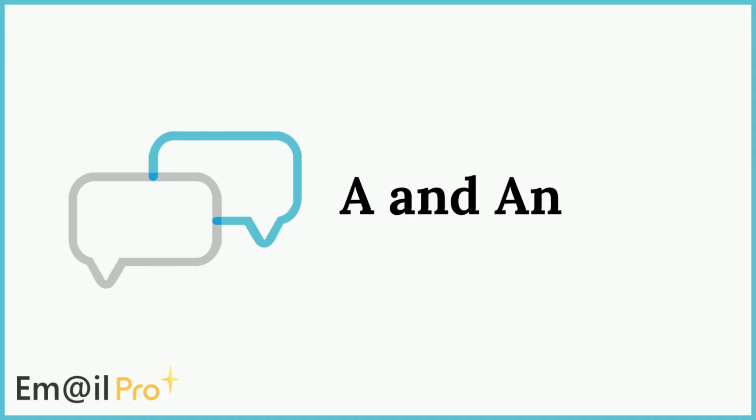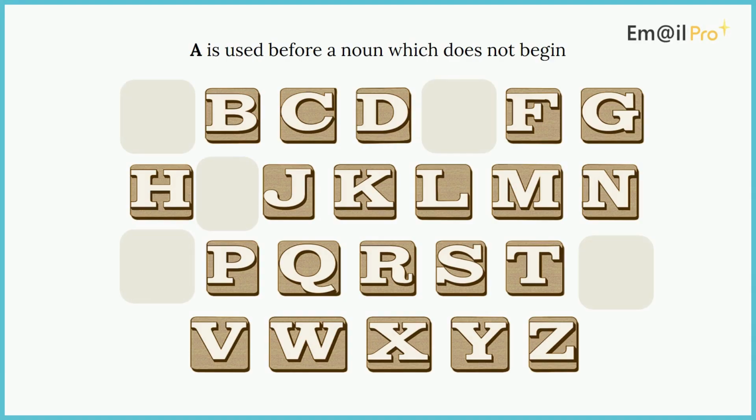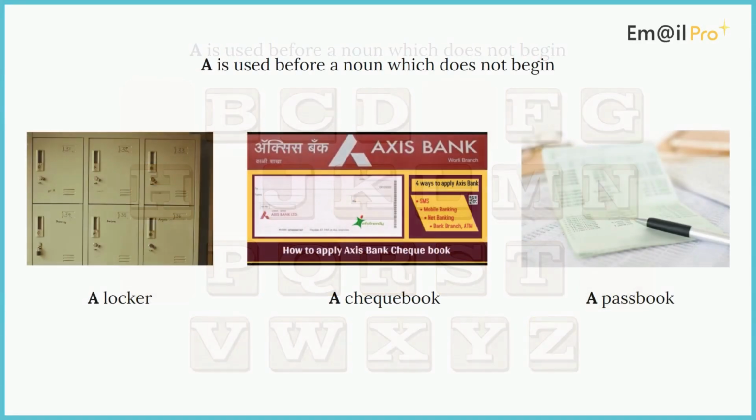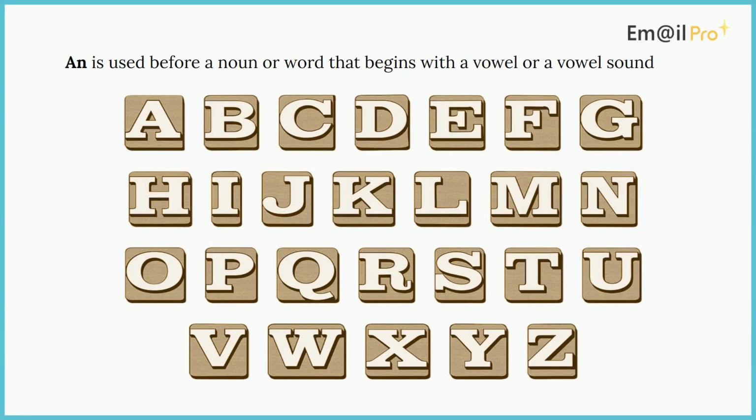To avoid these mistakes in this video, we will learn about the articles a and an. A is used before a noun which does not begin with a, e, i, o and u. For example, a locker, a checkbook and a passbook.